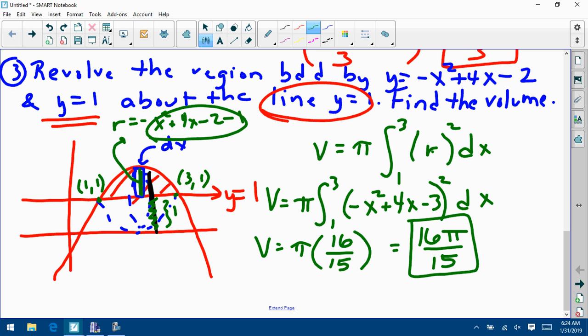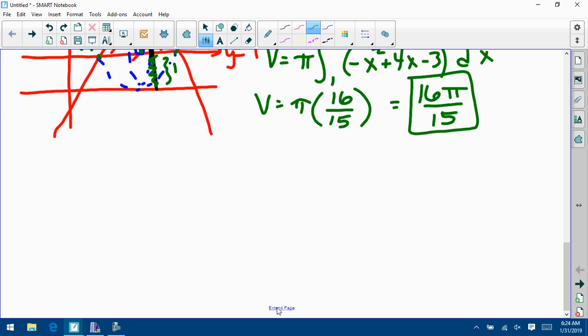Okay, so again, the real tricky part with that one is definitely this idea that the radius isn't just the function. So you have to actually remember what you're doing here is you're trying to find the radius of that disk that you're revolving. So be careful with ones like that. Okay, last one before some quiz review.